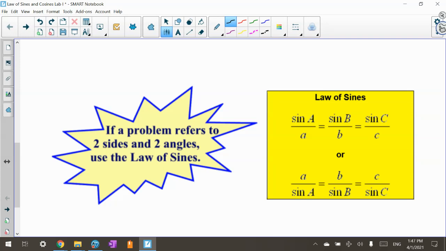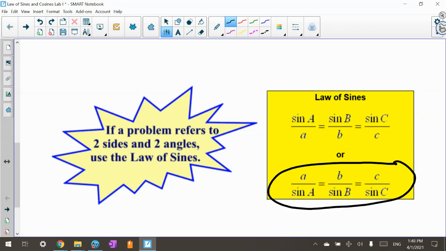Now, you look at this and it looks so confusing. You're only going to use 2 at a time. You can write the sine of the angle over the side opposite, but I don't really use this one. I always put the side over the sine of the angle opposite, so A over the sine of A equals B over the sine of B equals C over the sine of C.